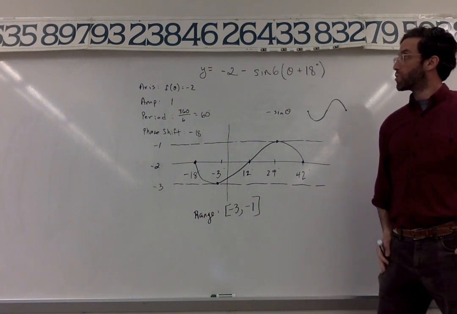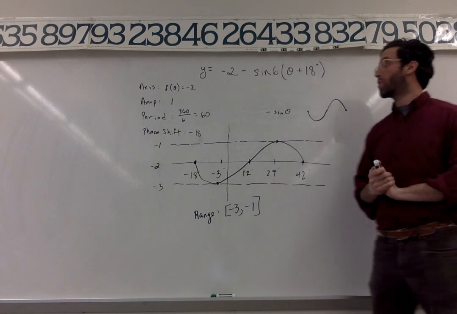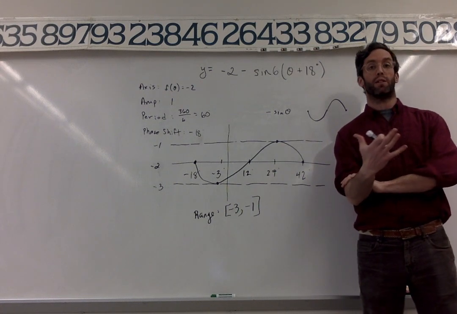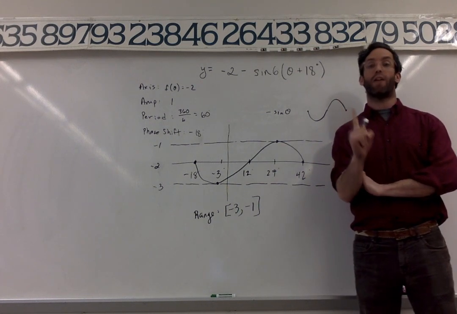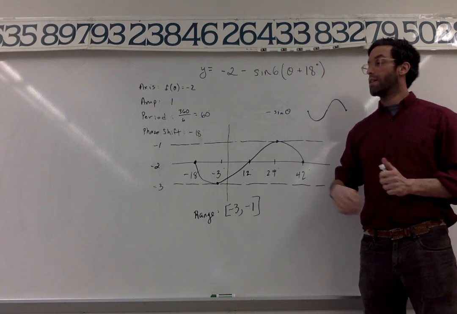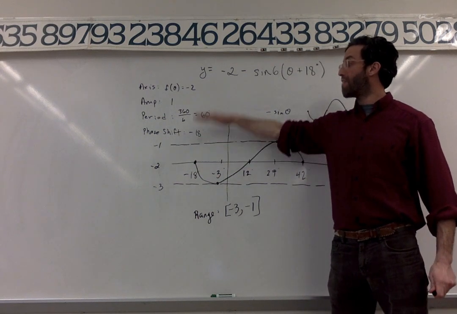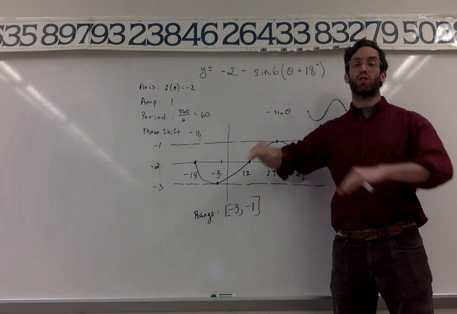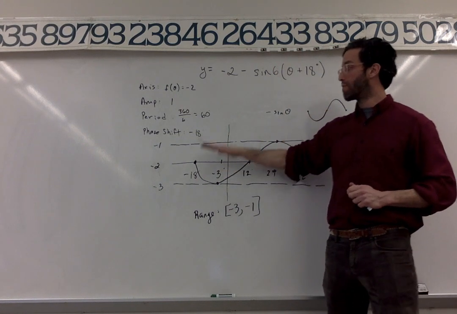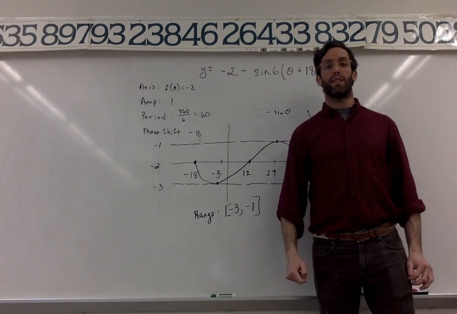So I just wanted to go over this stuff with you guys. I hope this is a little bit of a challenging problem. A lot of stuff going on. I didn't change everything. I didn't change the amplitude. The amplitude here is 1, same as the parent function. If the amplitude was 5, then instead of going from negative 2 up 1 and down 1, we would have gone up 5 and down 5. That would have just changed the range to negative 7 up to 3 instead of negative 3 to negative 1. Anyway, I hope it's made some sense, and I will talk to you soon.